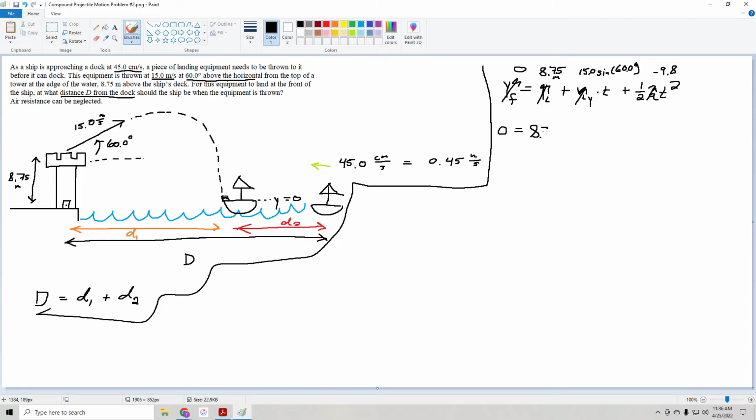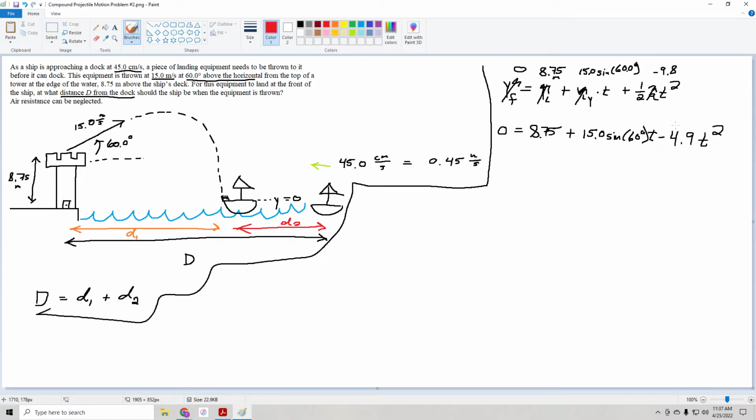So, 8.75 plus 15.0 sine of 60 degrees times t, and minus 9.8 divided by 2, which is 4.9, t squared. Oh, I forgot a t. There we go. If we take a look at this expression, it's very similar to the situation we had in the first problem where we run into a quadratic expression.